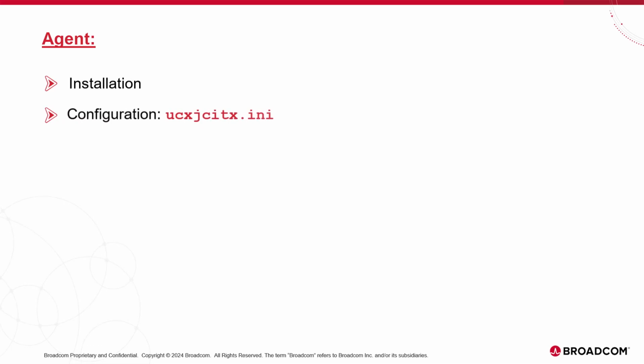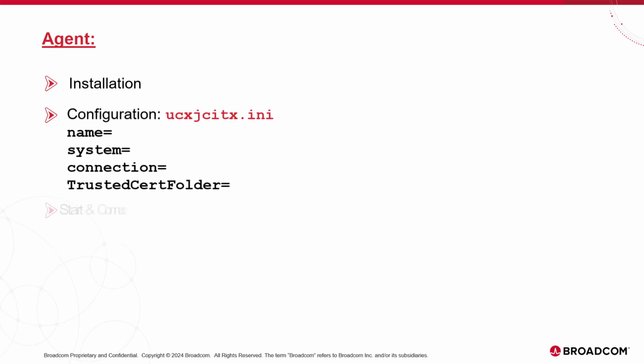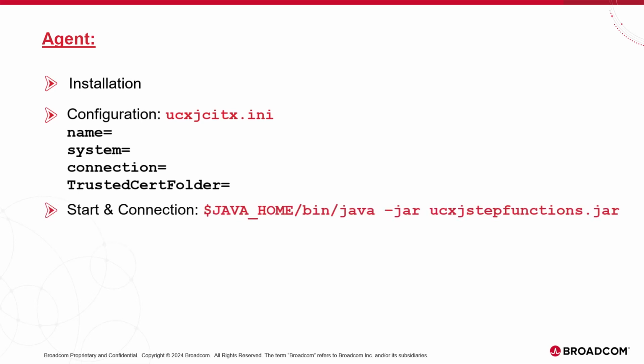Based on the platform, we rename the agent configuration file ucxjcidx and set a minimum of 4 values: the agent name, the AE system name, the host name and port connection to the automation engine's JCP, and finally the directory containing the TLS certificate. Finally, we start the agent by invoking the JAR file via the Java command.